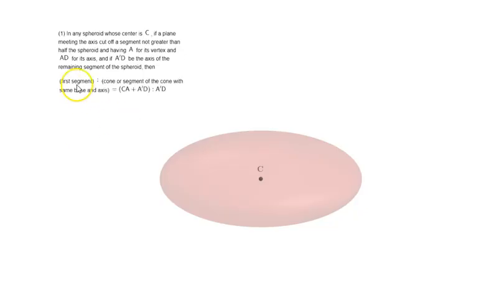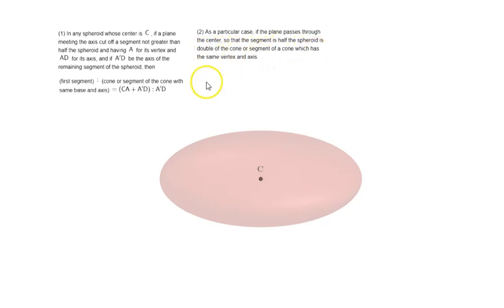then the first segment is to the cone or segment of the cone with the same base and axis as CA plus A prime D is to A prime D. And the second part of the proposition says, as a particular case, if the plane passes through the center so that the segment is half the spheroid, it is double of the cone or segment of a cone which has the same vertex and axis.